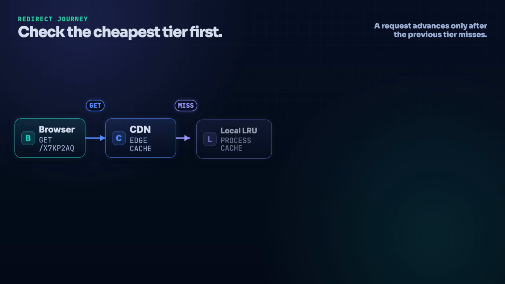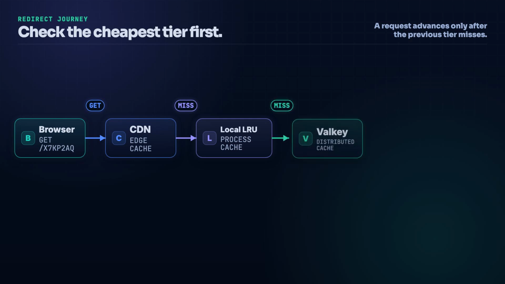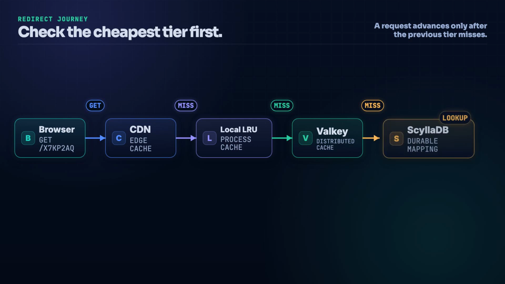On an edge miss, the redirect service checks a small in-process least recently used cache. This is the fastest application lookup, but every process owns a separate copy. Next comes the shared Valkey cluster. It stores a much larger hot set and absorbs most remaining reads. Valkey is an acceleration layer, not the source of truth. Only a cache miss reaches ScyllaDB, the durable mapping store.